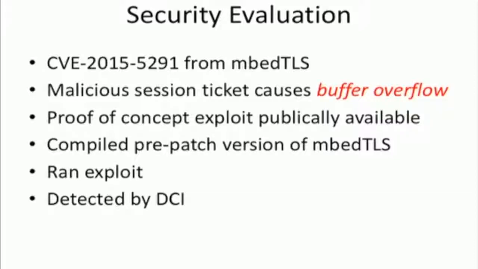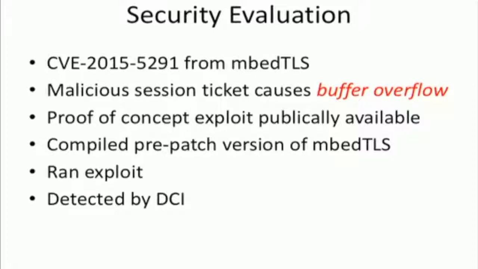Now the question we want to answer is, how much have we improved security? Have we done something that's actually going to detect vulnerabilities and attacks in the wild? So we found a crypto library called Embed TLS, which is now owned by ARM, and it's used in embedded devices to do crypto. And luckily for us, there's a CVE found in Embed TLS, which is common vulnerabilities and exposures.